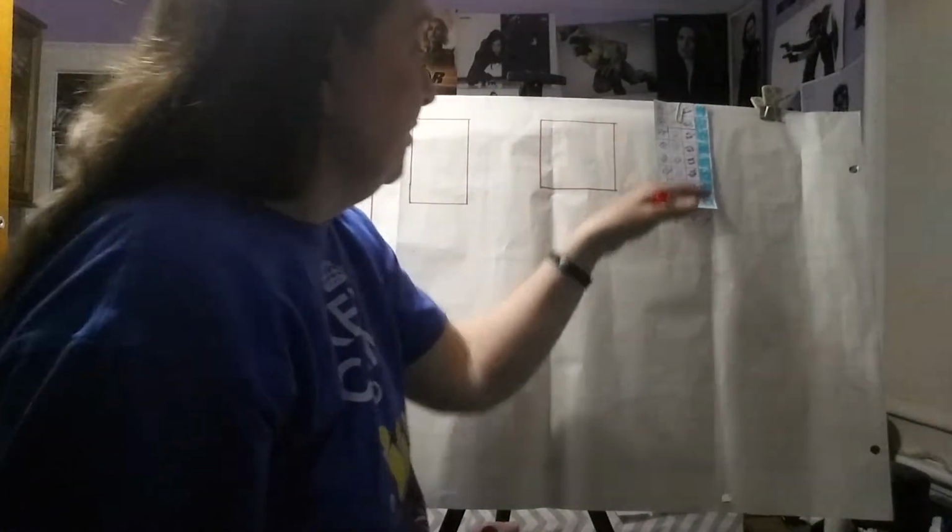Now I could, instead of counting every one individually, just add up my 8s. So 8 and 8 and 8 and 8. If I add them all together, I get 32 squares.